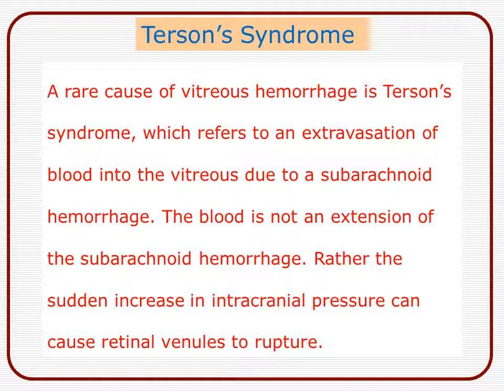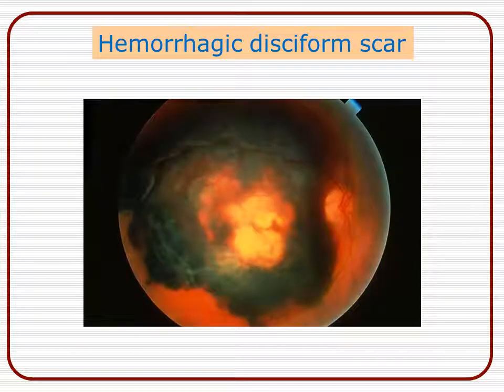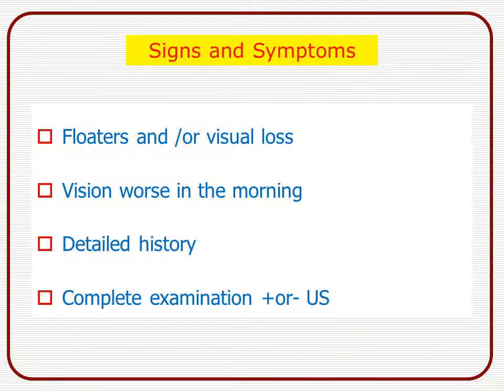Terson syndrome refers to an extravasation of blood into the vitreous due to a subarachnoid hemorrhage. The blood is not an extension of the subarachnoid hemorrhage. Rather, a sudden increase in the intracranial pressure can cause the retinal venules to rupture. Extension of blood from an adjacent source may be due to macroaneurysm or hemorrhagic disciform scar. Signs and symptoms of vitreous hemorrhage are floaters and/or visual loss, with vision worse in the morning.